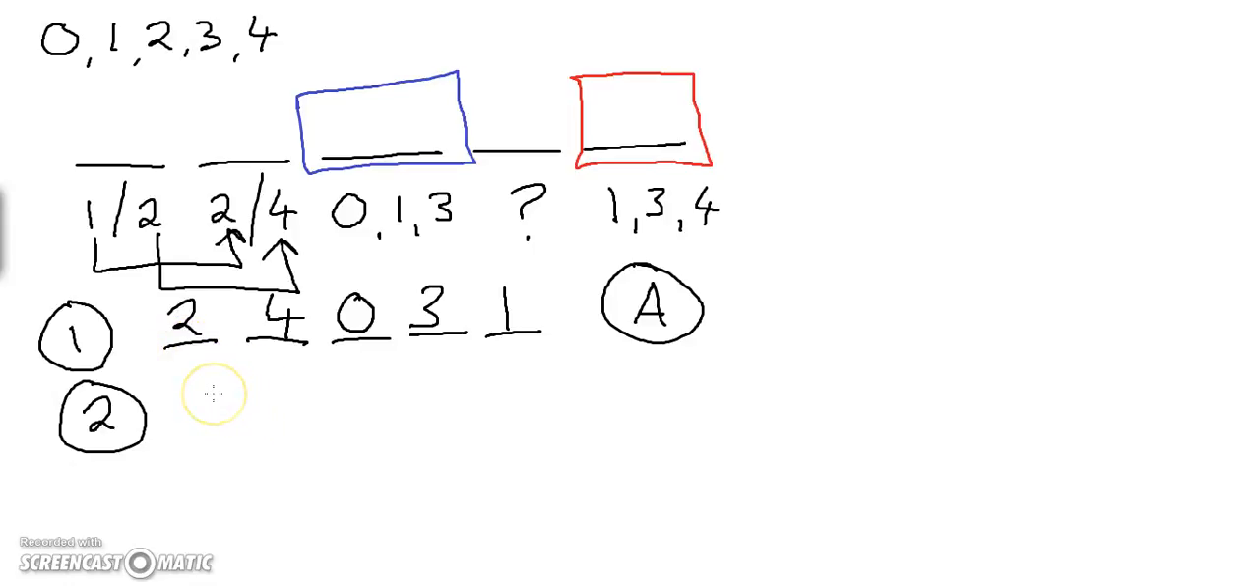Question number 2. Which of the following must be true about any acceptable product code? Okay, so let's look at this. A, the digit 1 appears in some position before the digit 2. Let's see if we could contradict that. We could put the 1 over here, and then remember the digit 2 has to appear either here or here. So that's actually not true.